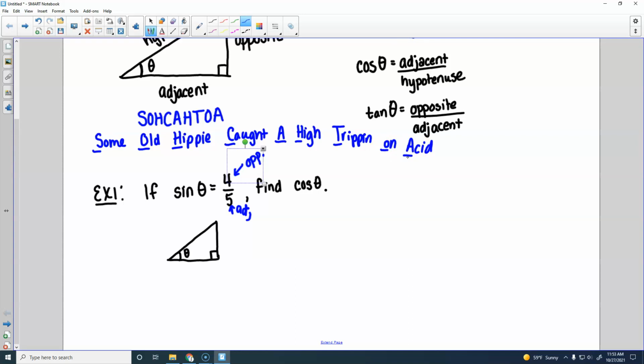If you're saying that sine is 4 over 5, would the bottom be the hypotenuse? Oh, yeah. Thank you. Losing it today. It's hypotenuse.